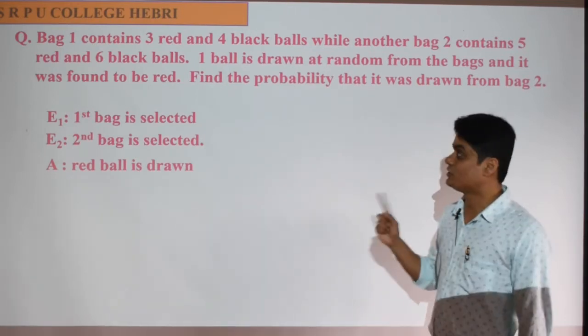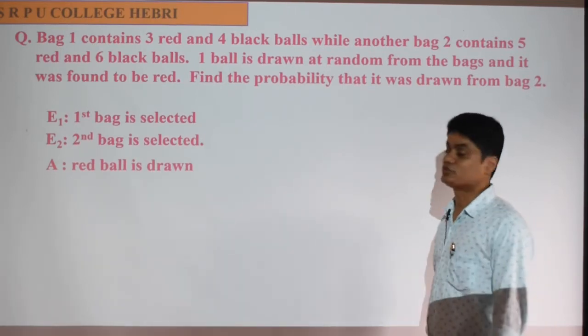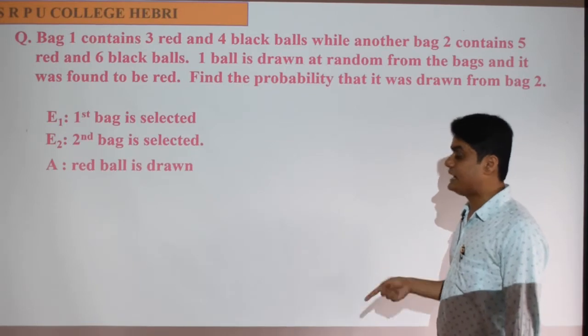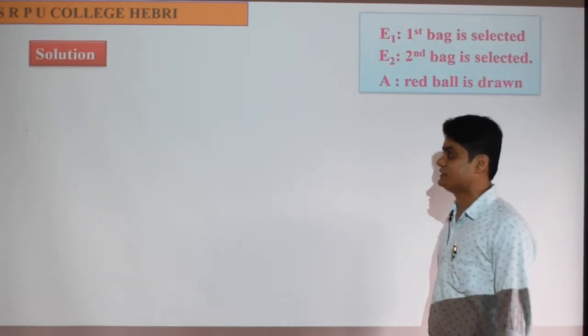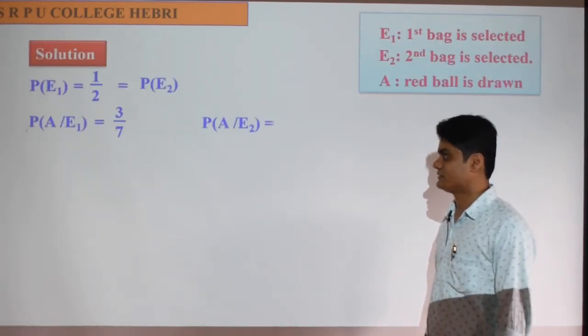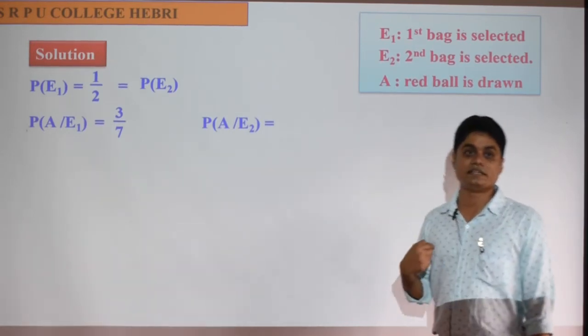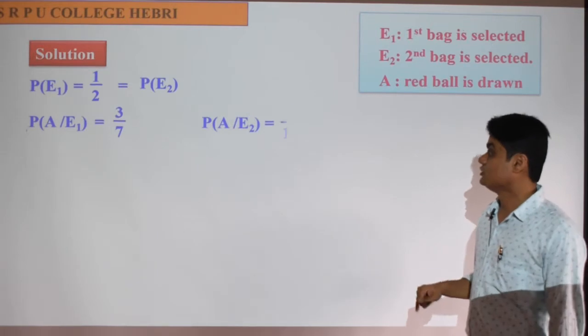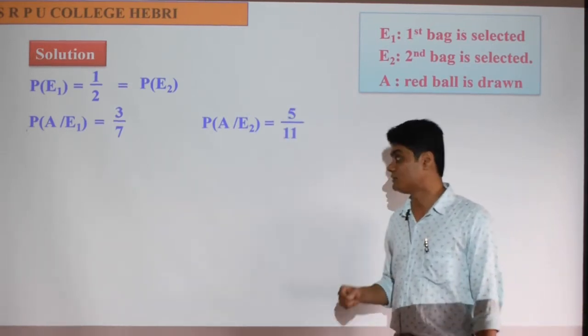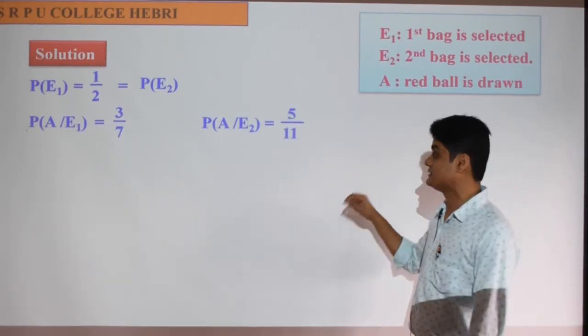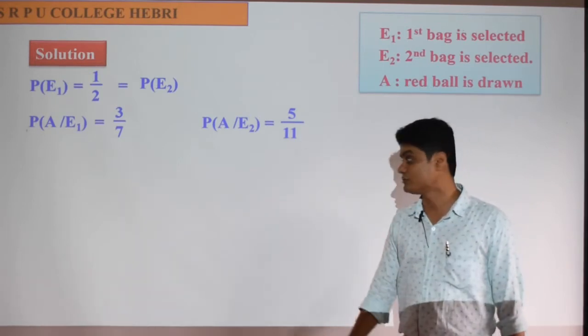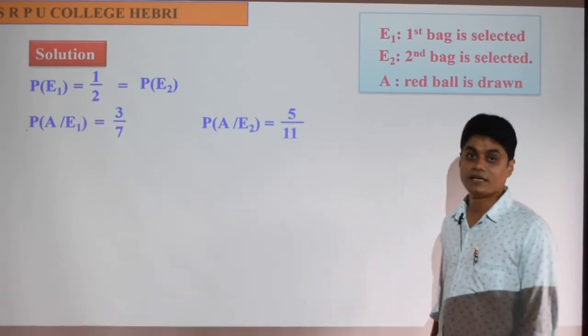How many red color balls are there? 3 red color balls are there. So the selected ball is red and it is from bag 1, that is 3 by what? 3/7. In the same way, probability of A bar E2, the selected ball is red and it is from bag 2. So total 5 red balls are there and it is out of 11 balls you are going to select. So probability of A bar E2 is 5/11.